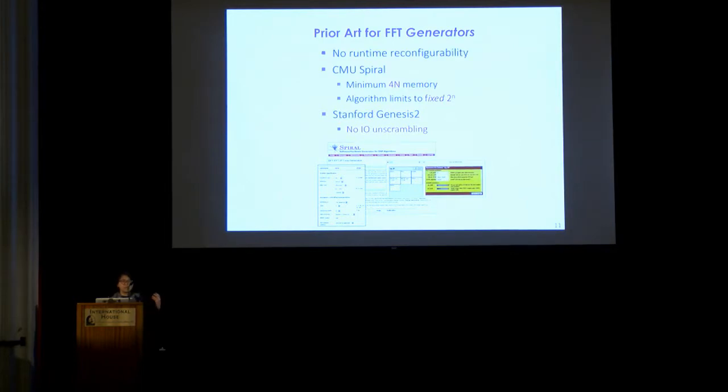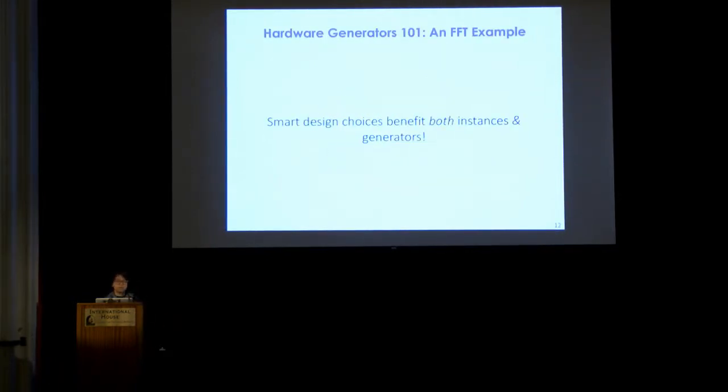So moving on from FFT instances, if you were to look at FFT generators, you'll see none of the current ones that are available for users support runtime reconfigurability. Spiral from CMU requires foreign memory, and their algorithms are limited to fixed 2^n FFTs. Stanford's Genesis 2, for example, also doesn't support I/O unscrambling. So how do we develop FFT hardware generators, with an FFT as an example?